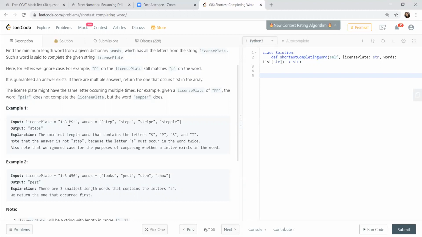The brute force should go one by one and keep track of the minimum length so far. Yeah. So anybody else?